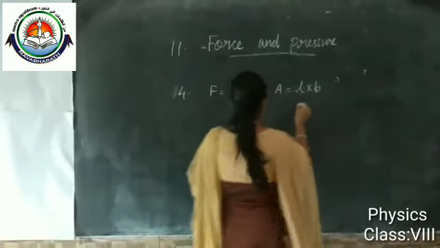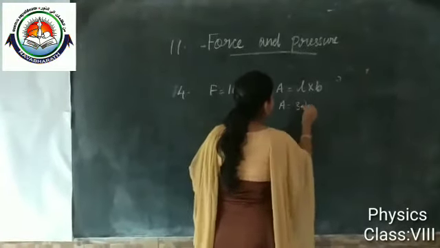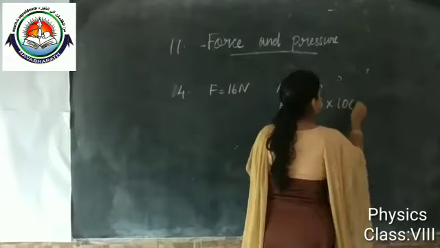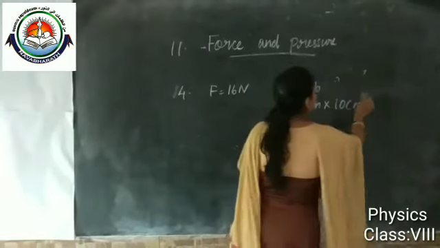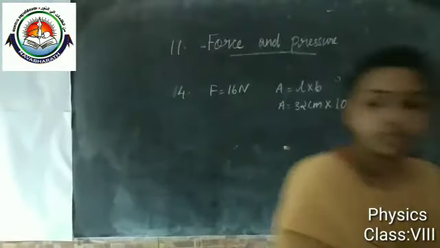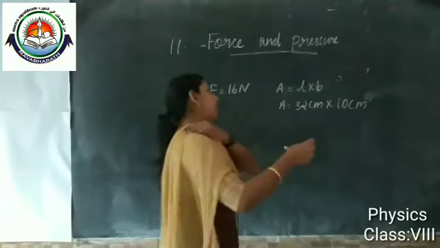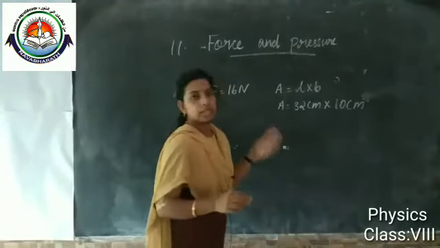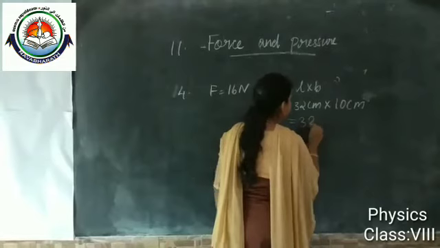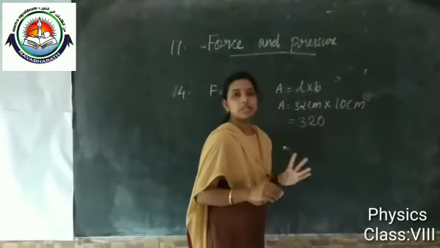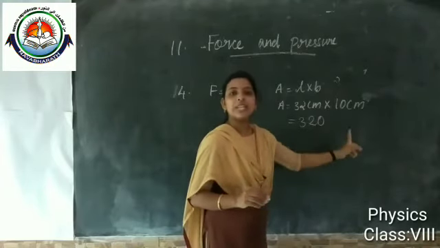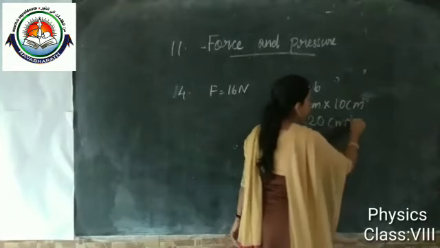Okay, so area is equal to length into breadth. Here 32 centimeter and breadth is given 10 centimeter. We can find out the area by multiplying it. 32 into 10 is equal to 320. Centimeter into centimeter, that is centimeter square.